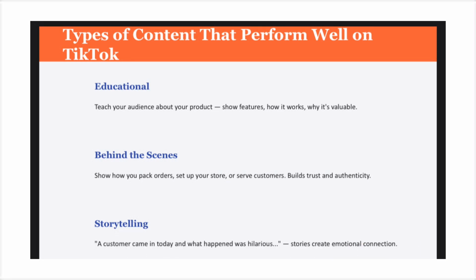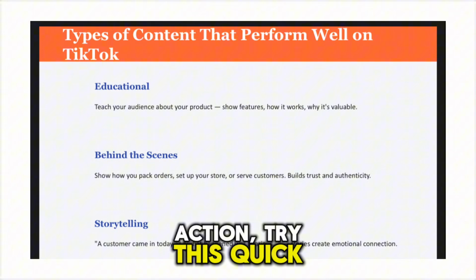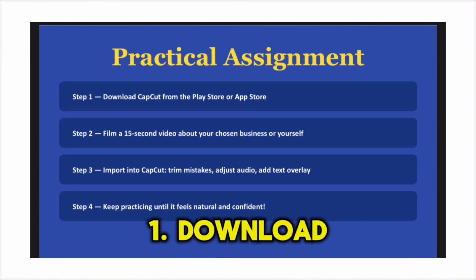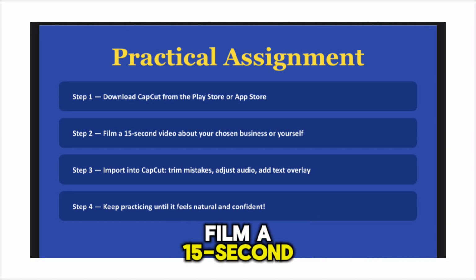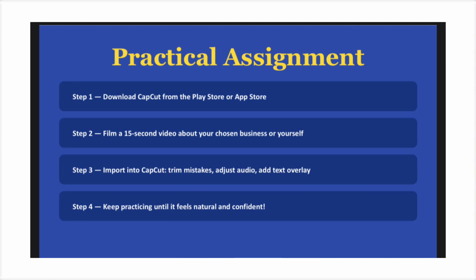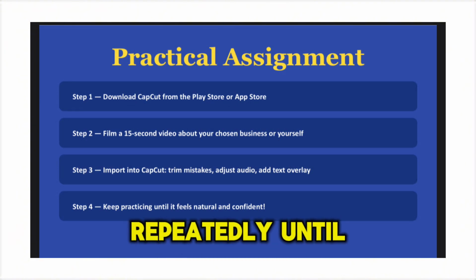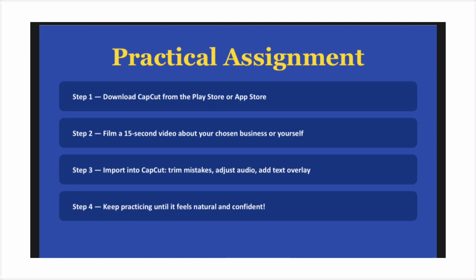Practical assignment. To put this into action, try this quick exercise. 1. Download CapCut. 2. Film a 15-second vertical video about yourself or a business idea. 3. Import it into CapCut to trim mistakes, adjust the audio, and add text overlays. 4. Practice repeatedly until you feel natural and confident on camera.